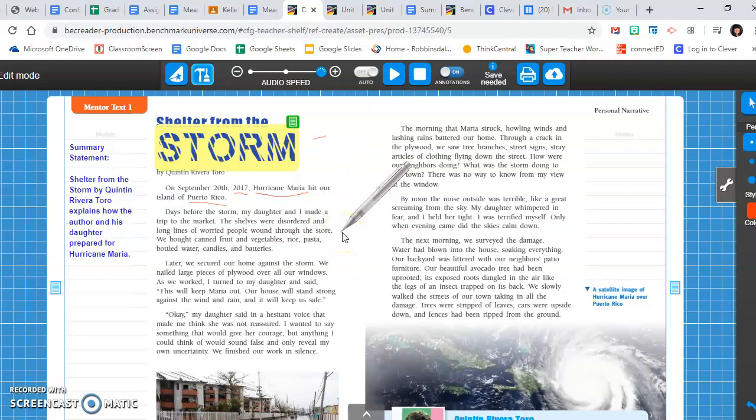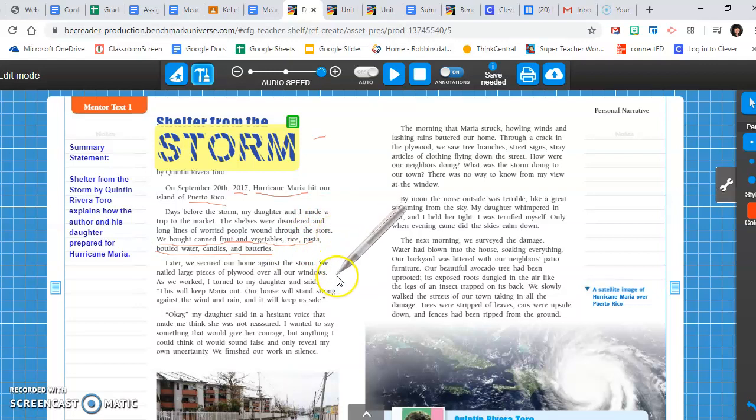The shelves were disordered and long lines of worried people wound through the store. We bought canned fruit and vegetables, rice, pasta. Okay, so one of the things they did to prepare was go shopping for food. So I'm going to underline this last part. We bought canned fruit and vegetables, rice, pasta, bottled water, candles, and batteries. I won't necessarily say all of that in my summary, but that's some good information.